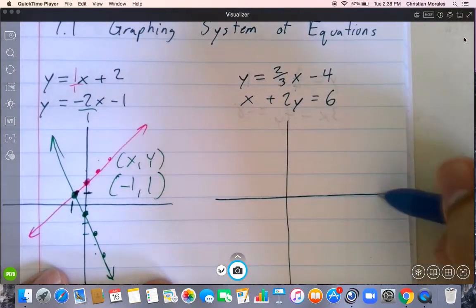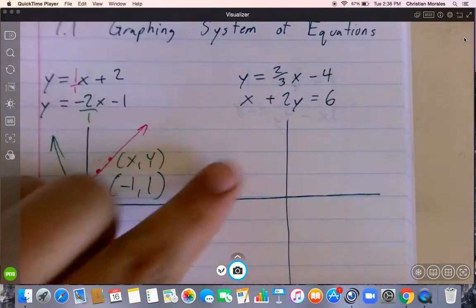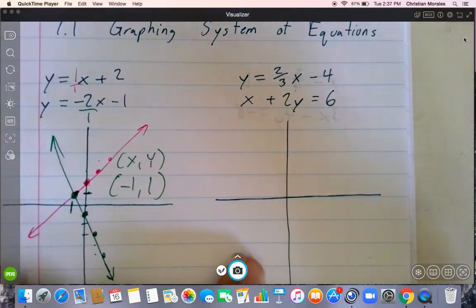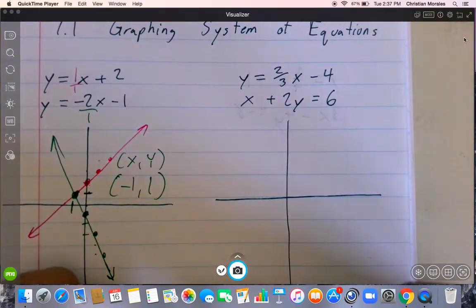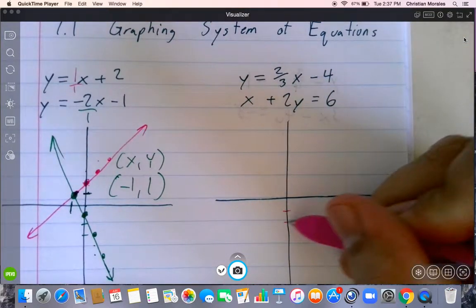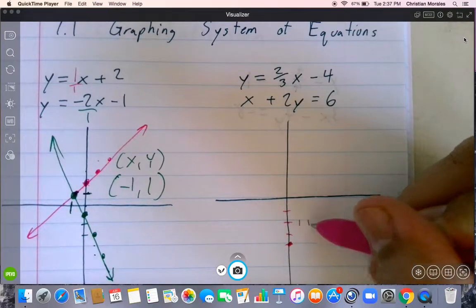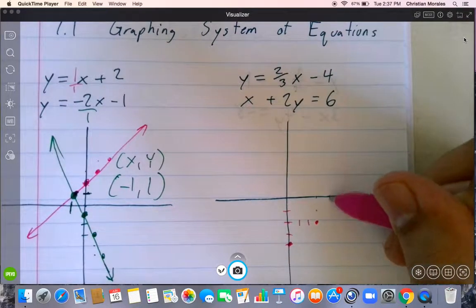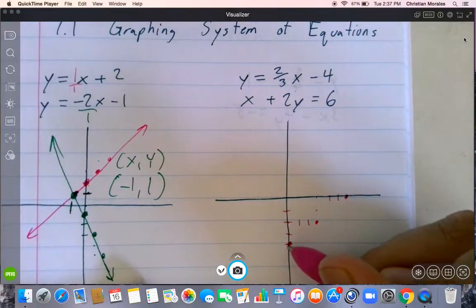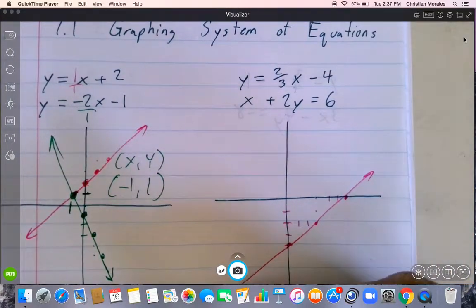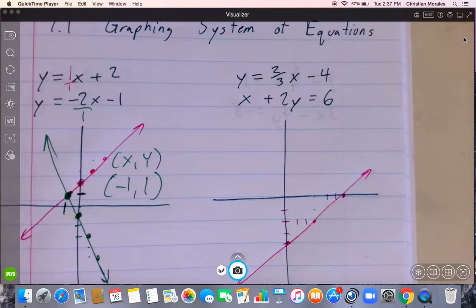Okay? All right, here. Now the top one is pretty straightforward. Negative 4. 1, 2, 3, 4. And the slope is up 2 over 3. So my line goes like that. That's the first one.